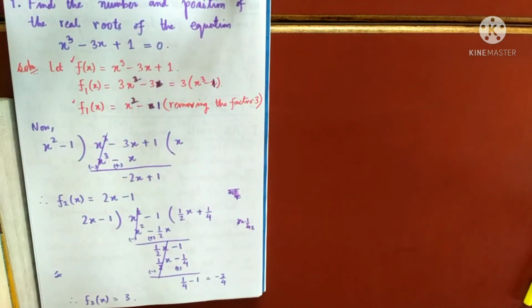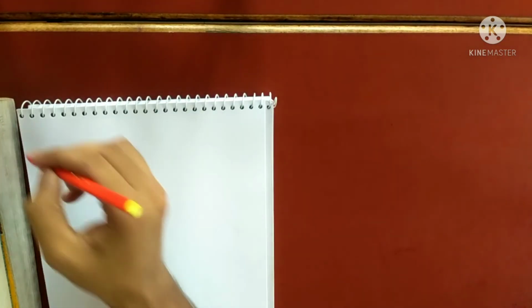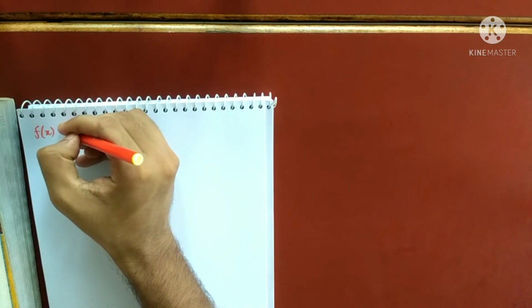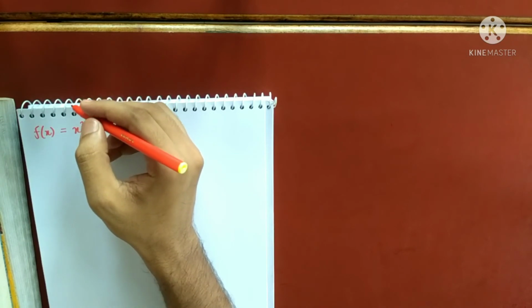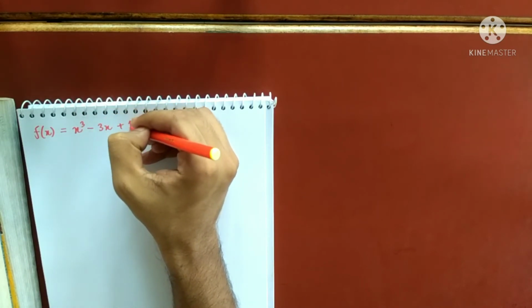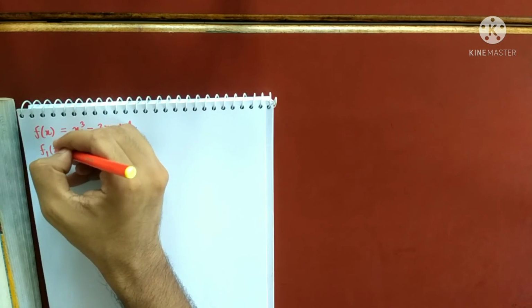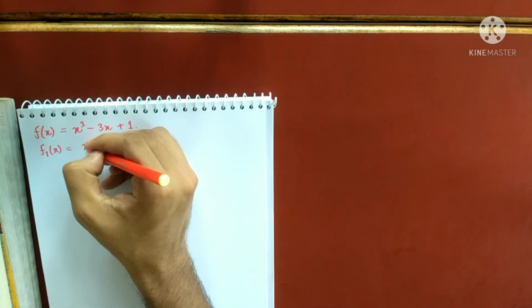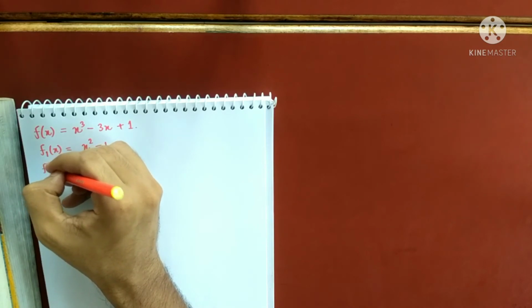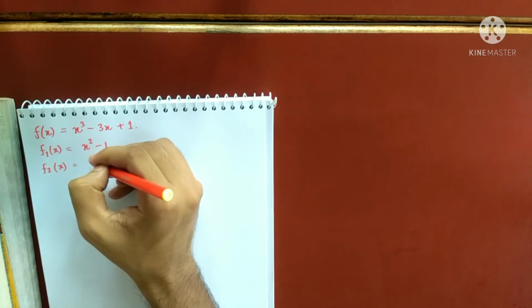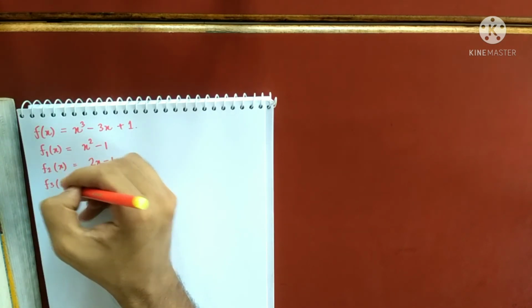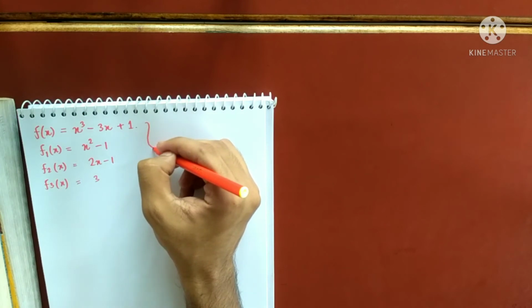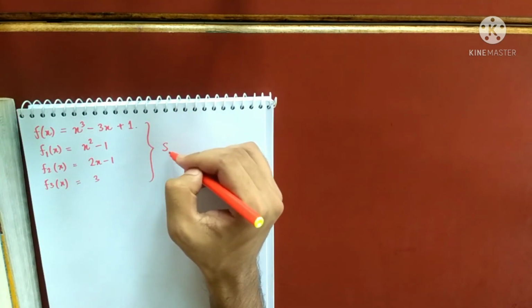So let me write all the auxiliary functions together. The first was the polynomial given in the question, which was x cube minus 3x plus 1. The second auxiliary function was the derivative, removing the factor 3, so this was x square minus 1. The third auxiliary function was 2x minus 1. And the fourth auxiliary function was 3. These are your auxiliary functions. These all are your Sturm functions.